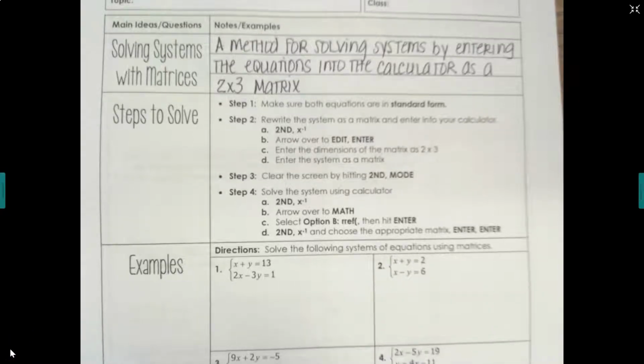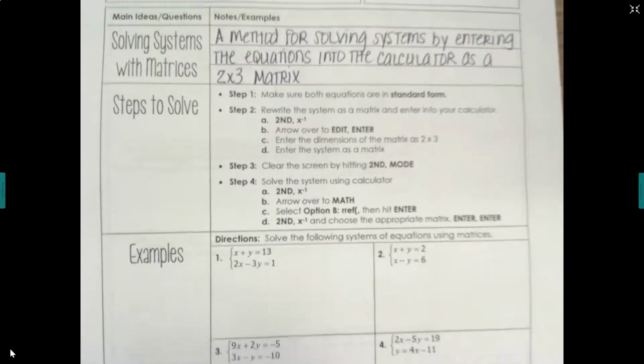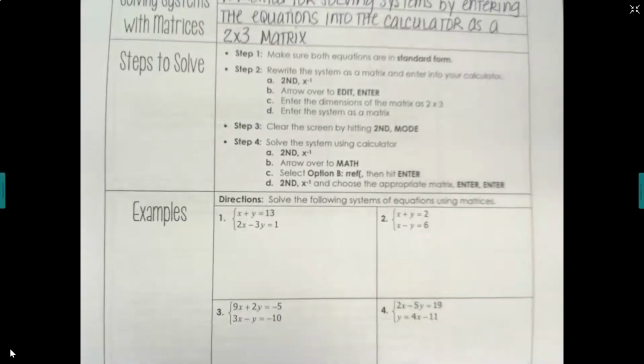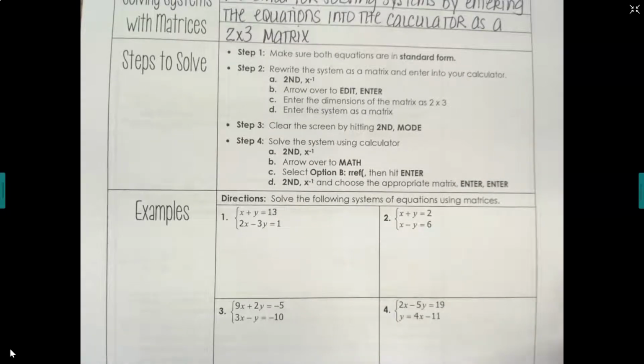For Desmos, you'll have to come to me for special instructions. To solve a system, we need to make sure that our system is in standard form. Remember, standard form means Ax plus By equals C. So if I look here, I have x plus y, or x minus y, equals a number. These are both in standard form, and so we're good to go there.